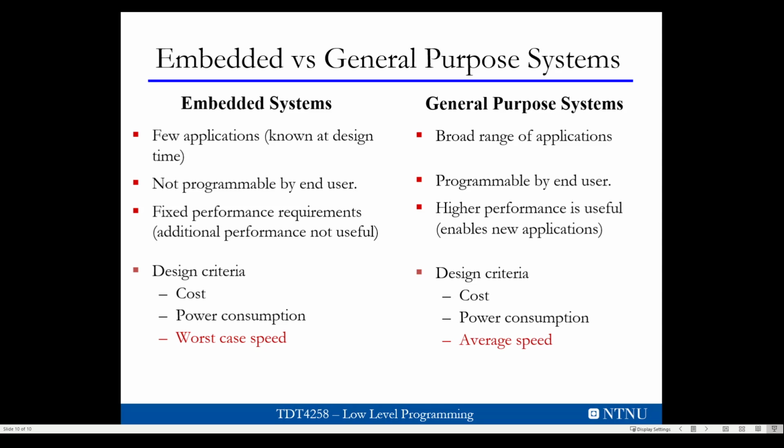Then the design criteria. For both of them, cost and power consumption are of course critical design criteria. From the speed perspective, in embedded systems, what matters is the worst case speed, because you always want to meet your deadlines. Whereas in general purpose systems, average speed is the measure of how good a system is. In addition, embedded systems also need to take into account size and weight, as we have already discussed, as well as dependability.